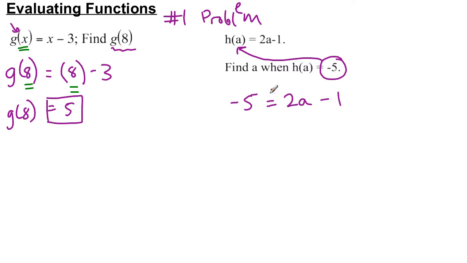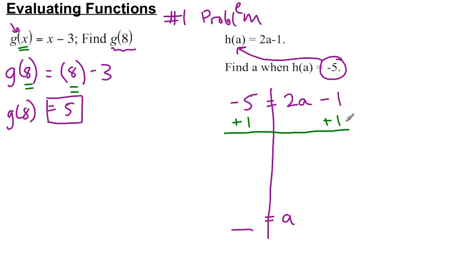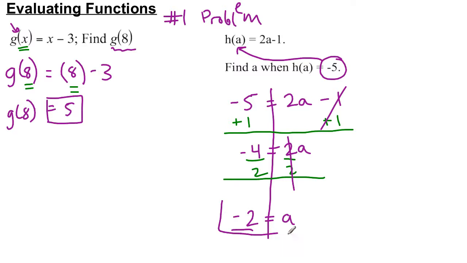Now this becomes a problem where you need to do some steps to solve it. Remember, on this problem, we want to find what a equals. We get there by first adding 1 to both sides. This cancels out, and we're left with 2a is equal to negative 4. Then divide by 2 on both sides. This equals 1, so we're left with 1a is equal to negative 2. That's our final answer.